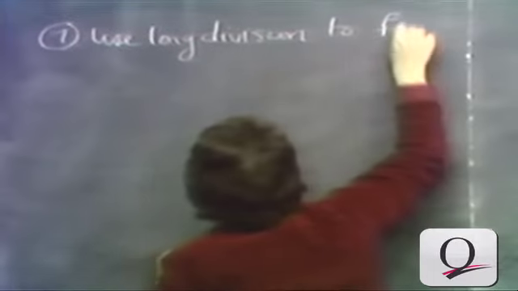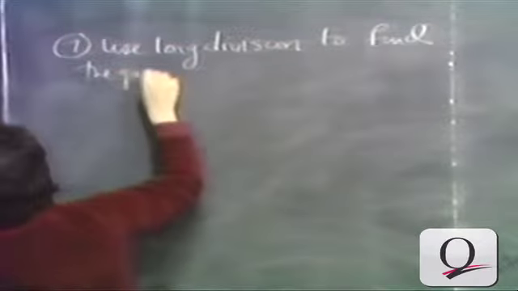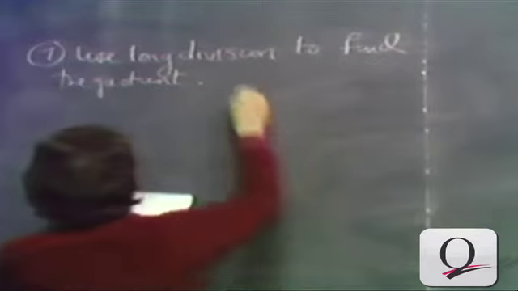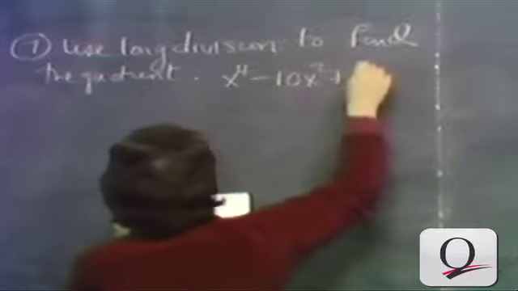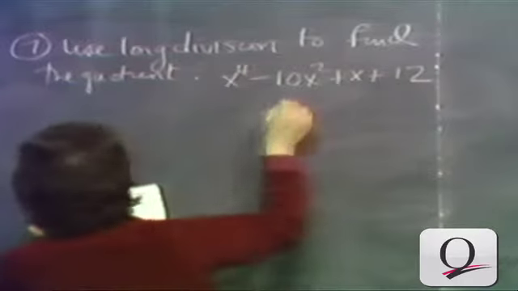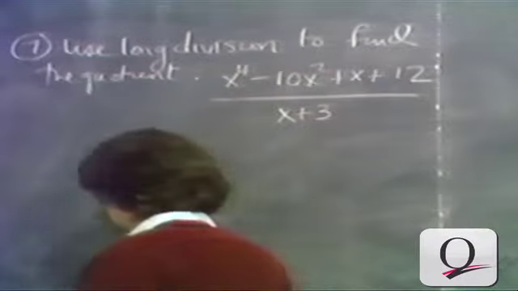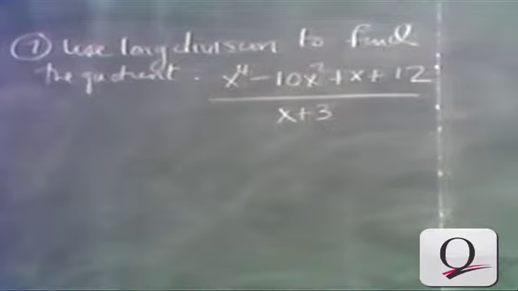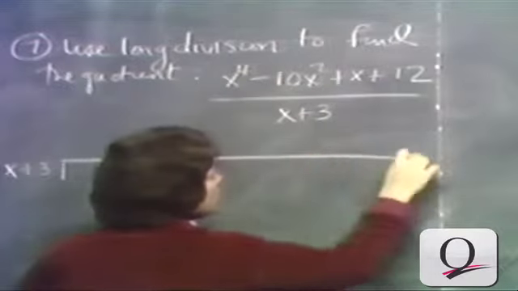Use long division to find the quotient. And here I want x to the 4th minus 10x squared plus x plus 12 divided by x plus 3. Okay, now x plus 3 into this.